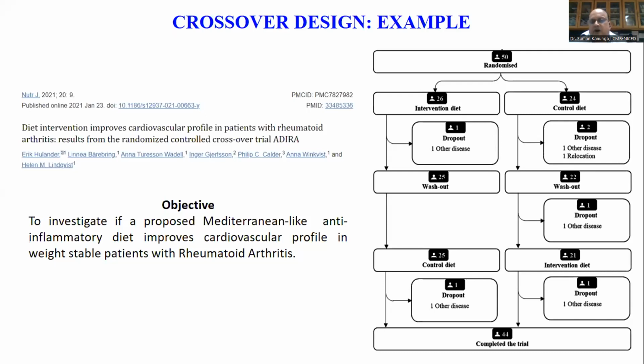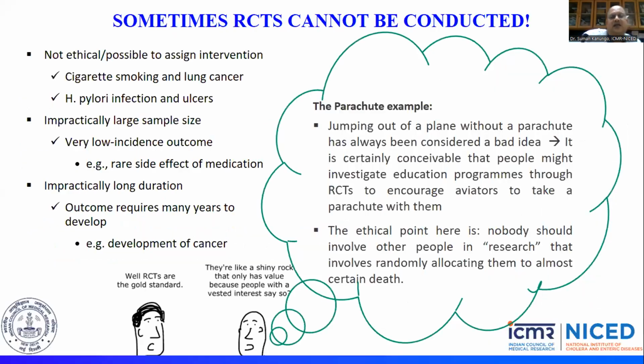But there will be dropout and other disease may not occur. And after that, they will be put on the control diet. And the control people will be put on the intervention diet and then we measure what is the effect in that. And through the crossover design, we can ascertain the efficacy or effectiveness of the Mediterranean diet.